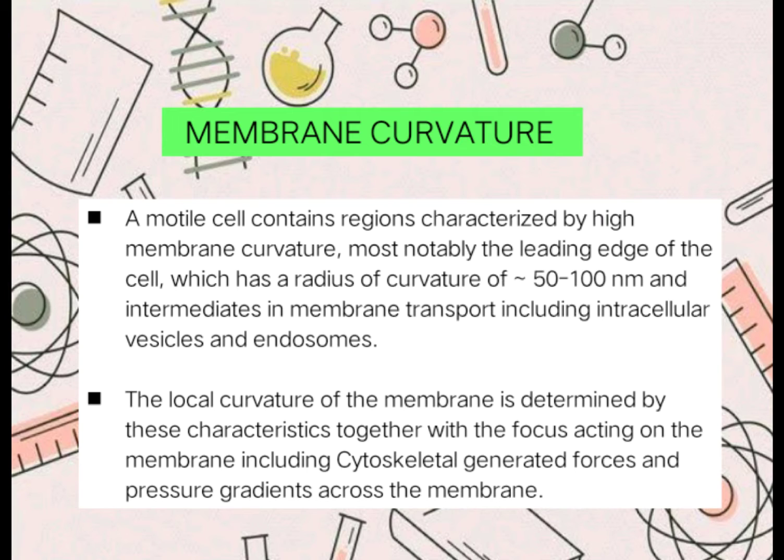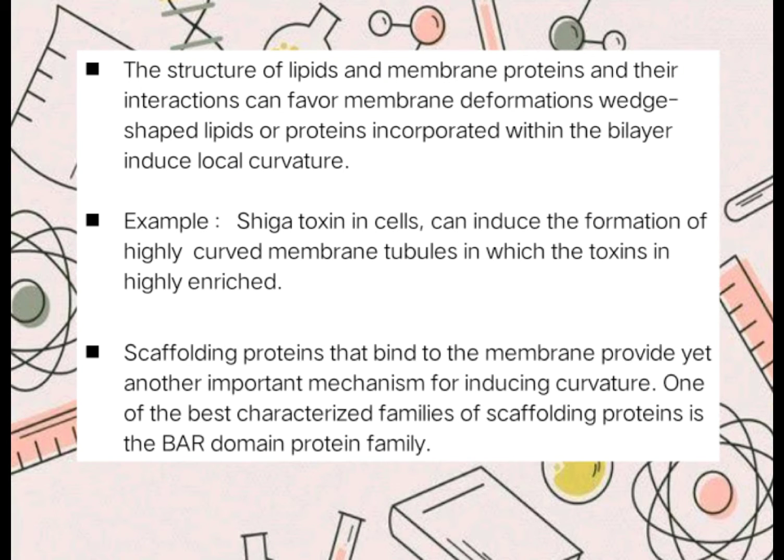The curvature-sensing lipids and proteins respond to membrane curvature and at the same time induce spontaneous curvature by energetically favoring curved morphology and by inducing changes in local cytoskeletal dynamics and force generation. The structure of lipids and membrane proteins and their interactions can favor membrane deformations, with shaped lipids or proteins incorporated within the bilayer inducing local curvature.